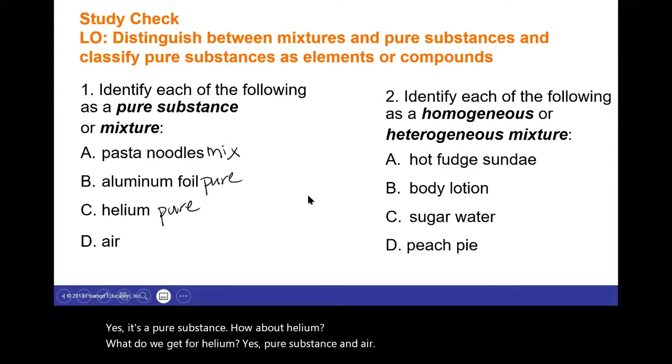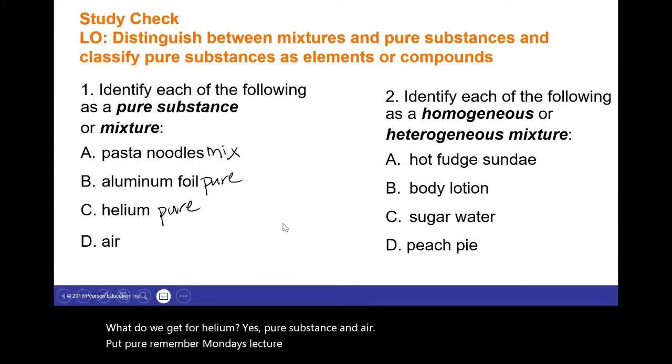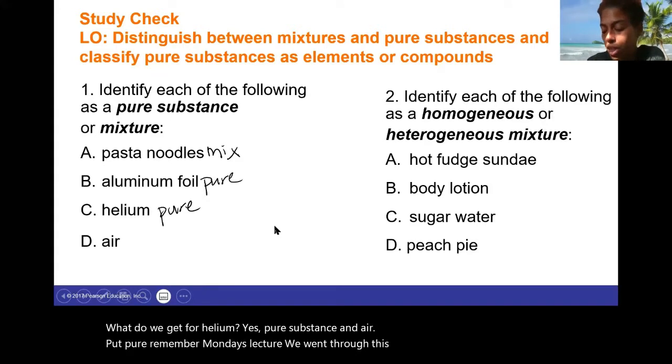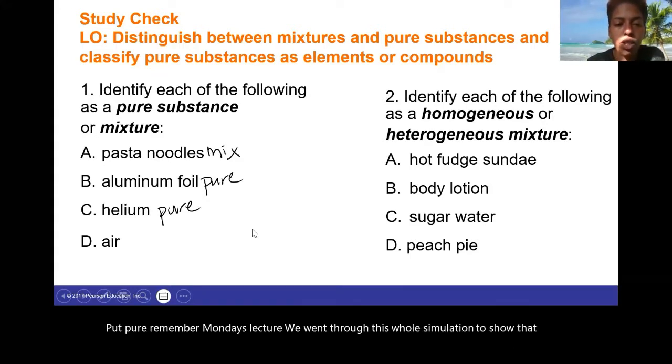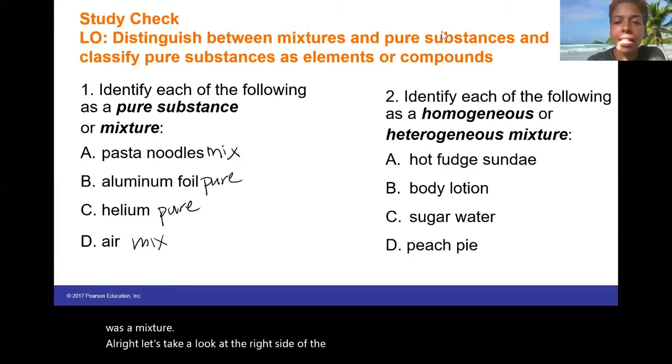Right. Ooh, some of you put pure. Remember Monday's lecture, we went through this whole simulation to show that air was a mixture. All right, let's take a look at the right side of the screen and let us identify the following.